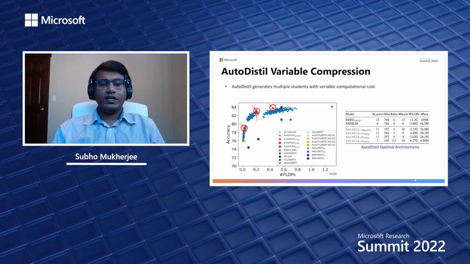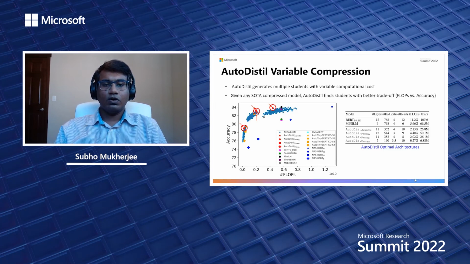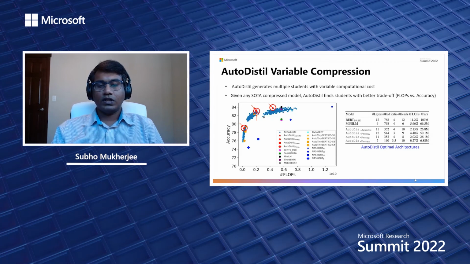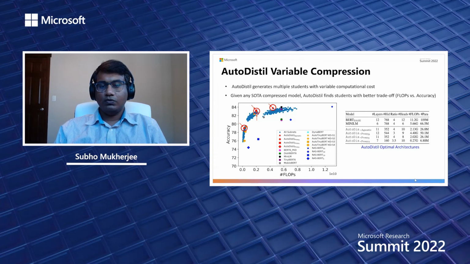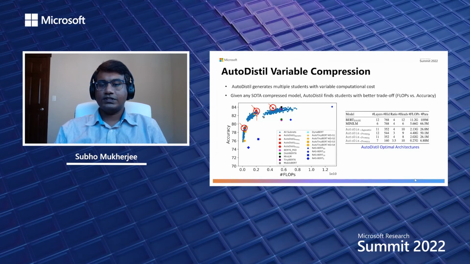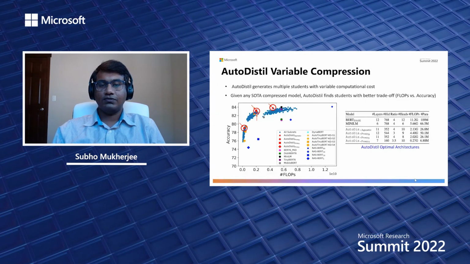We observed that given any SOTA compressed model, auto-distill can always find a student with a better trade-off in terms of flops versus accuracy. On the right-hand side, we see the configuration of the student models discovered by auto-distill. If we contrast these architectures with the manually hand-designed architecture in any SOTA method like MiniLM, we can straightforwardly see the difference between the hand-engineered versus the optimally discovered architectural configurations.